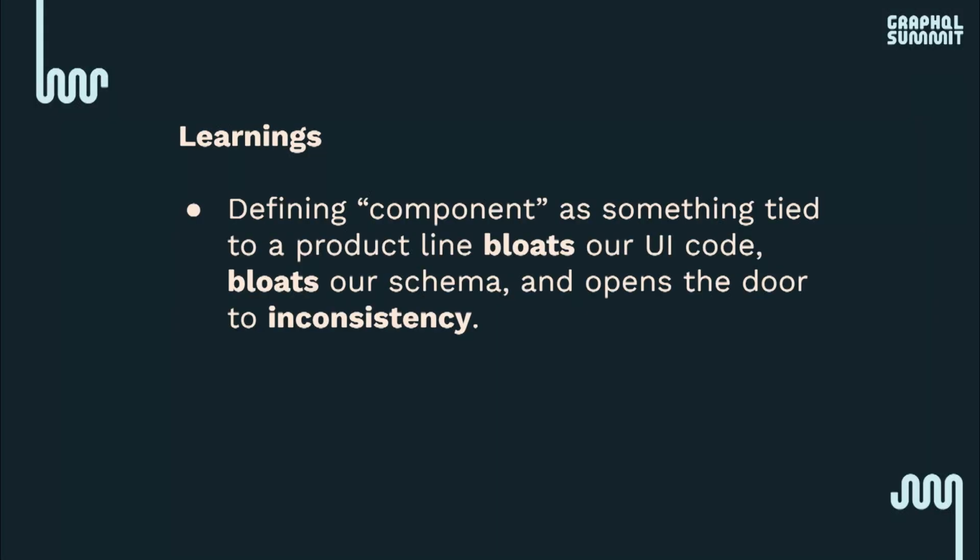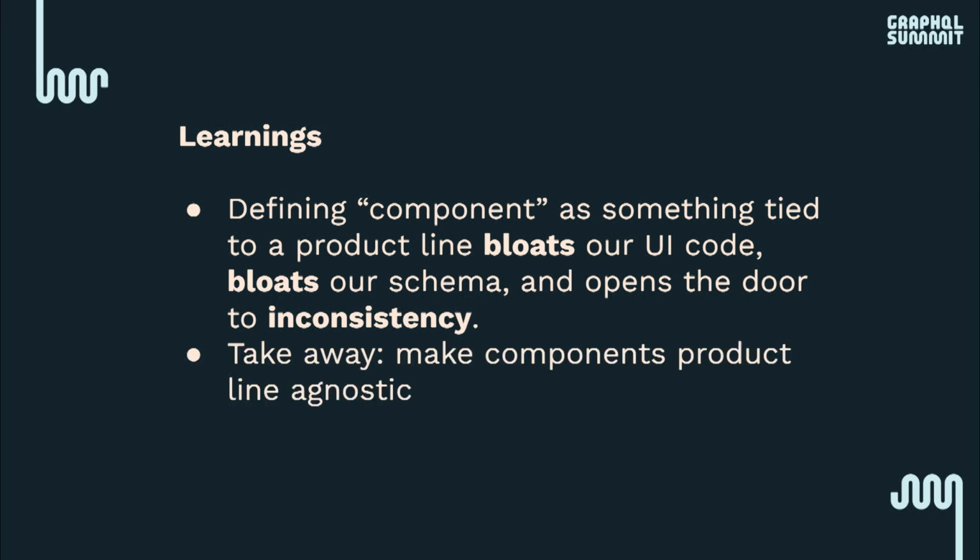So the learnings are that defining a component as something tied to a product line bloats our UI code, bloats our schema, and opens the door to inconsistency. So making components product line agnostic is definitely the takeaway. Another thing we could say about this is that we basically misdefined component. We didn't conceptualize that well enough. It was, for us, tied to a product line, but I think if we abstract one layer up and we just tie it to a task, what the user is doing, then most of this would have gone away. And one of the theories I'm going to talk about at the end really gets into that.